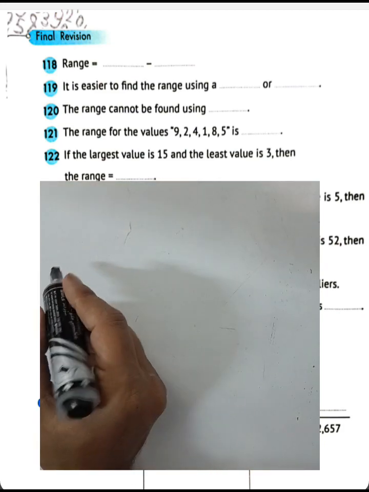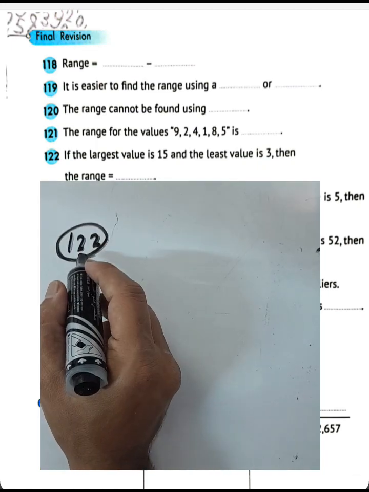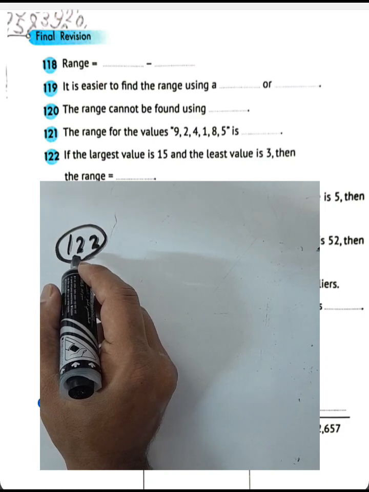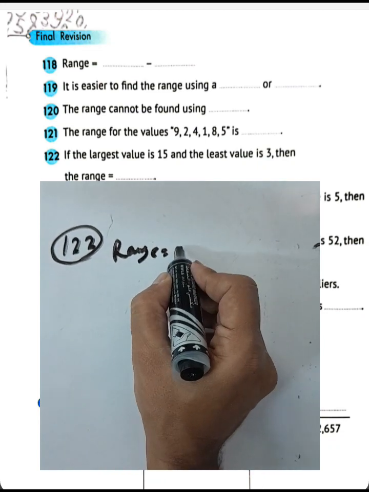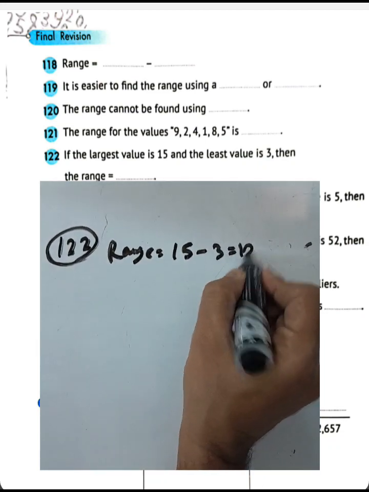Question 122. The largest value is 15 and the least value is 3. We can find the range, the difference between the two numbers. The greatest number is 15 and the smallest number is 3. 15 minus 3 equals 12.